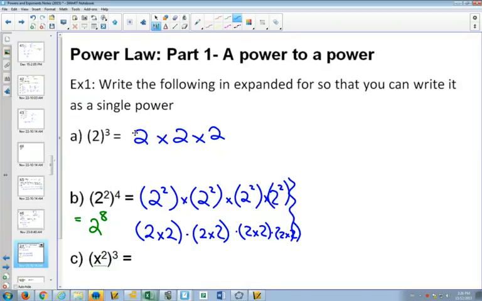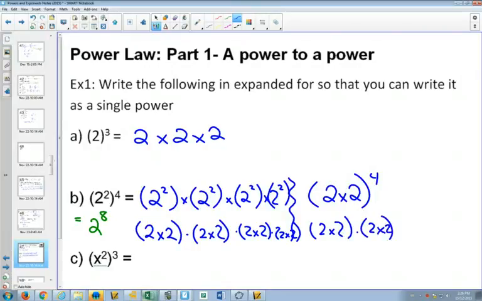You could also write this one in expanded form if you dealt with the exponent of 2 first. So if I did the exponent of 2 first, that would be 2 times 2 to the 4. And then if I thought about the exponent of 4, that means 2 times 2 once, 2 times 2 twice, 2 times 2 a third time, and then 2 times 2 a fourth time. How many 2's are there? I still get 2 to the 8.